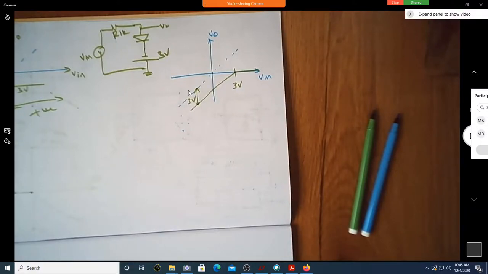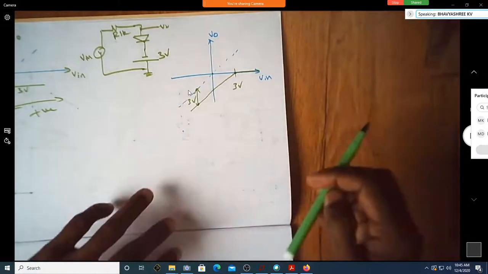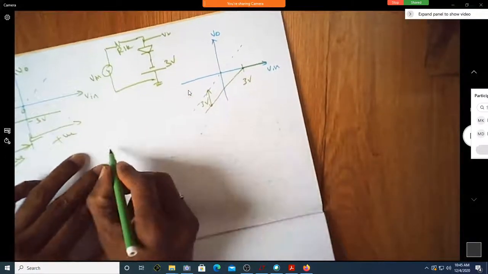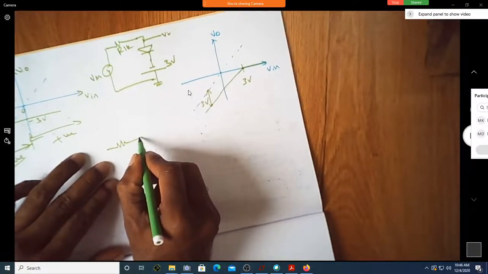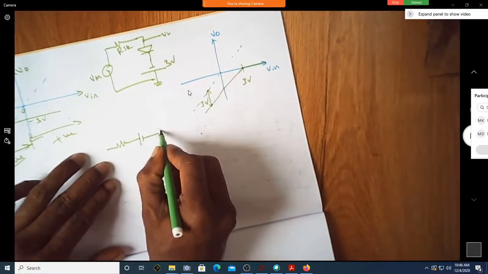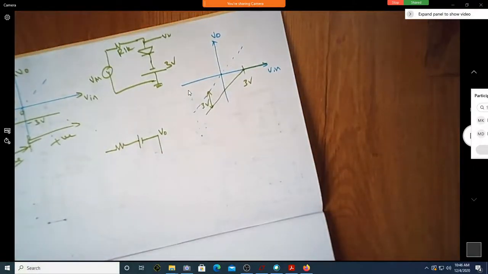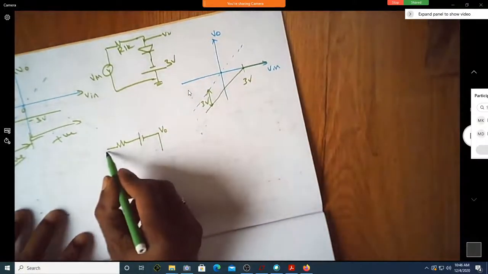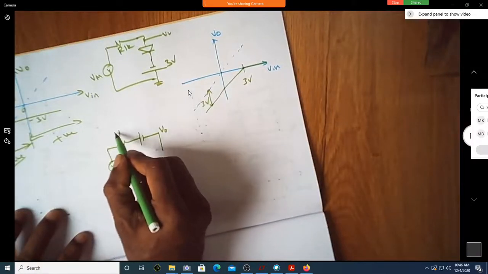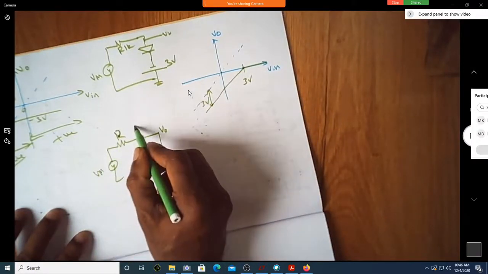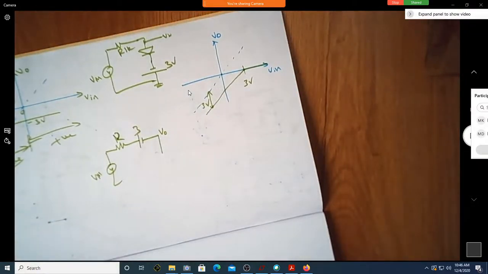Can you see now? Is the output line below that reference line or above the reference line? Below, sir. If it is below, what is V naught equal to? Is V naught equal to V in minus 3? Yes, sir. If it is V in minus 3, can I write the circuit as something like this? Because this is my input voltage. This is resistor. This is V in. This is 3 volt. Correct? Yes, sir.